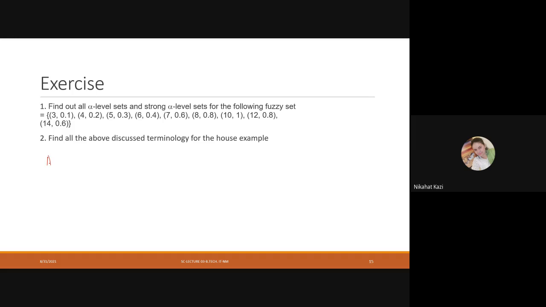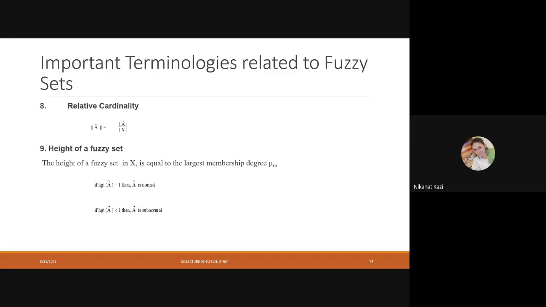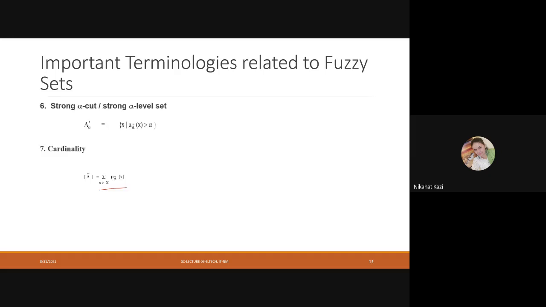Suppose A is this fuzzy set, let me call this A. Then you will have to find out A.1, A.2, and so on. This is for alpha level sets. What was the notation for the strong alpha level set? I mentioned it. It is A alpha dash. This is the notation, A alpha dash.